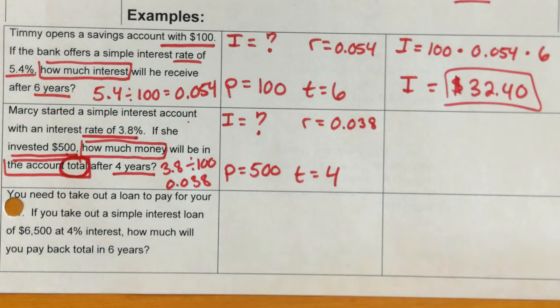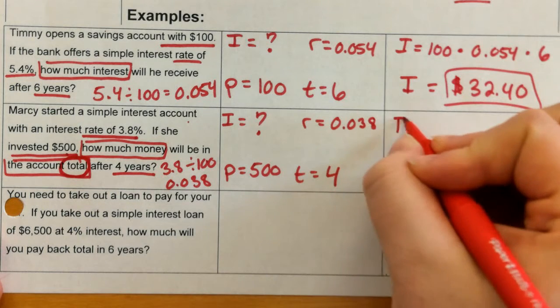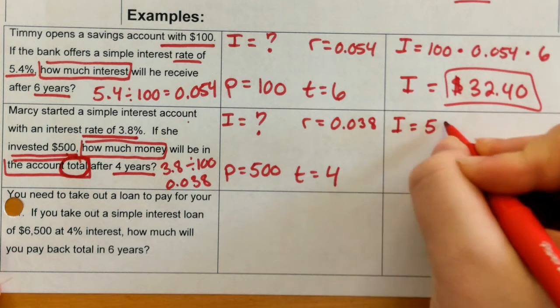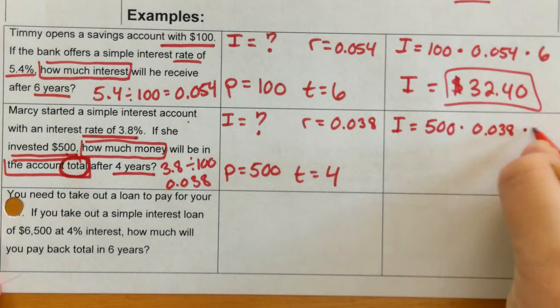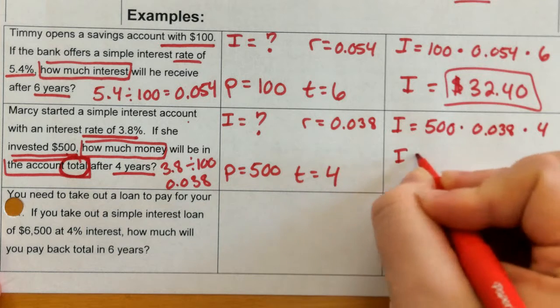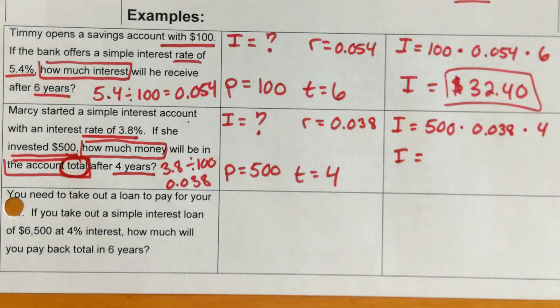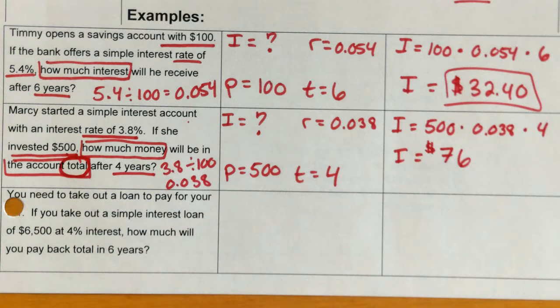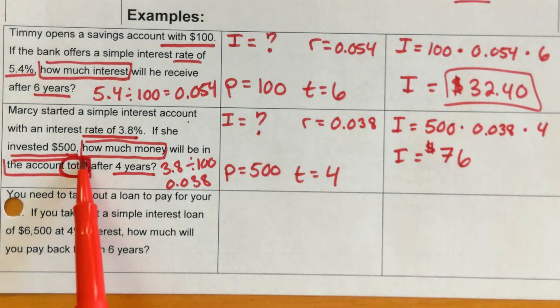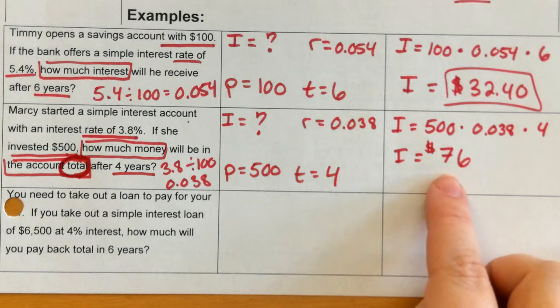So now we can go ahead and use that same formula. I equals P times R times T. 500 times 0.038 times 4. And we get 76. But let's go back to what that question's asking for. That question wants to know how much is in the account total. This is just the interest.